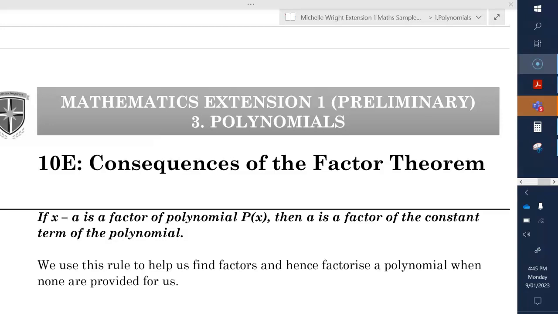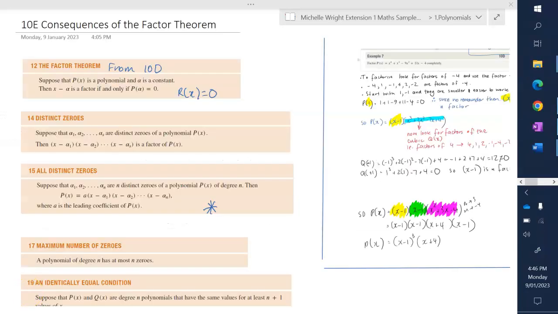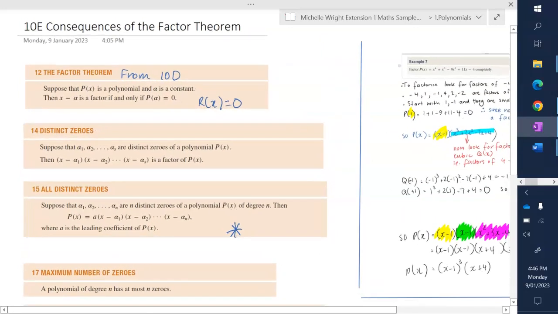So if you're not ready for this today, then you need to stop this video, go back and make sure you feel confident with the other work. So we're basically going to incorporate all of that together today. I've just jumped over into our OneNote under 10E, the consequences of the factor theorem, just to have a little walk through some of these parts in here before we go through our notes today.